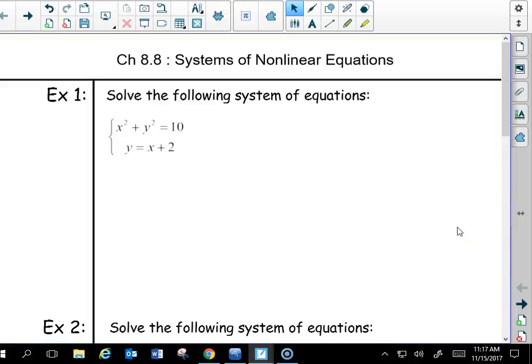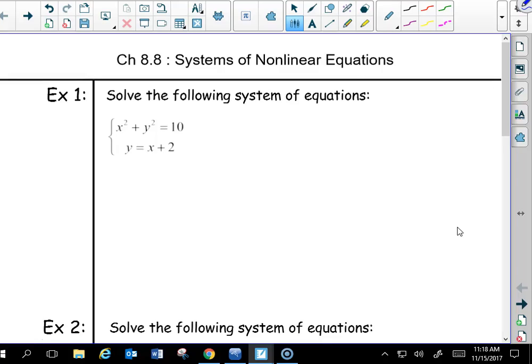Okay, last chapter in 8.8, and what we're doing here is we're solving systems of nonlinear equations. So if you look at example 1, it's actually an equation of a circle. We'll get to that in the next chapter, but you can see we have x squared and y squared. And then the second equation is a linear equation. So I'm going to walk you through some examples that have multiple problems on most of my examples. All right, the idea here is to figure out the best way to do this.